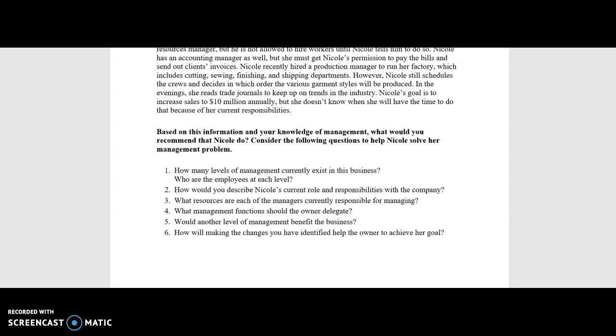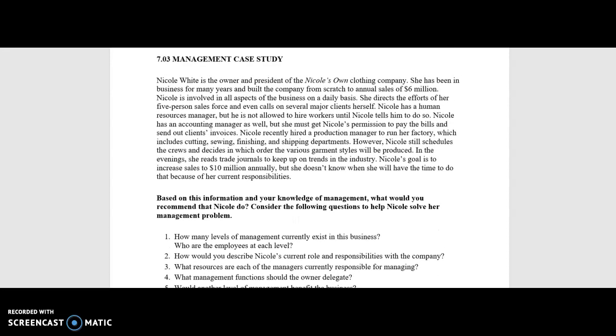Number 5: would another level of management benefit the business? Because you're going to find out that Nicole is having some issues. And number 6: how will making the changes you have identified help the owner to achieve her goal? So you have a set plan that they're giving you as far as what her levels of management are, what her long-term goals are, and everything going forward. So make sure you're reading carefully and using the PowerPoint as a reference guide.